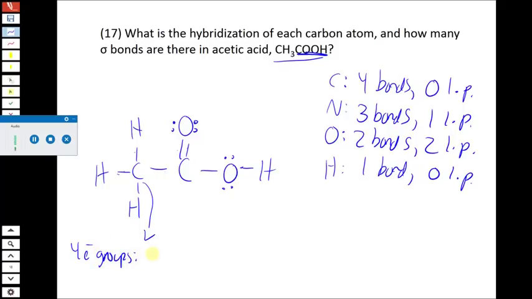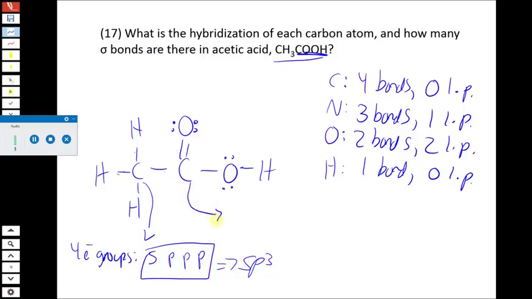That means we need to hybridize 4 orbitals. The orbitals available for hybridization on carbon are an s orbital, specifically a 2s orbital, and 3 2p orbitals. If we're going to have 4 electron groups, we need to hybridize 4 orbitals, so we're going to use all of those, which gives us sp3. All right, so the first carbon is sp3.